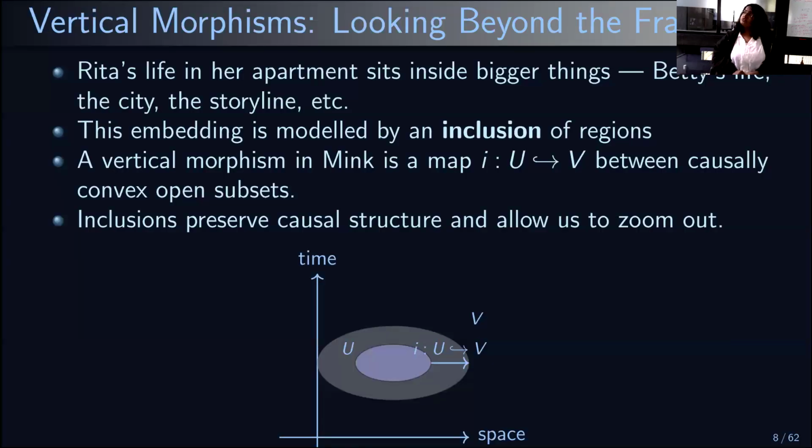So the vertical morphisms in this category are going to be inclusions of regions. So now that Rita is inside this apartment, her life inside this apartment is sort of a subset of much bigger things like Betty's life now. Now that Betty is inside the apartment, whatever Rita perceives, Betty now knows about, and there's sort of interaction between them. And also Rita's life is part of whatever's happening in the city or that particular area at that time, or the major storyline of Mulholland Drive as well. So yeah, because of this reason, we choose the vertical morphisms in the double category of Minkowski spaces to be these inclusion mappings between causally convex open subsets.